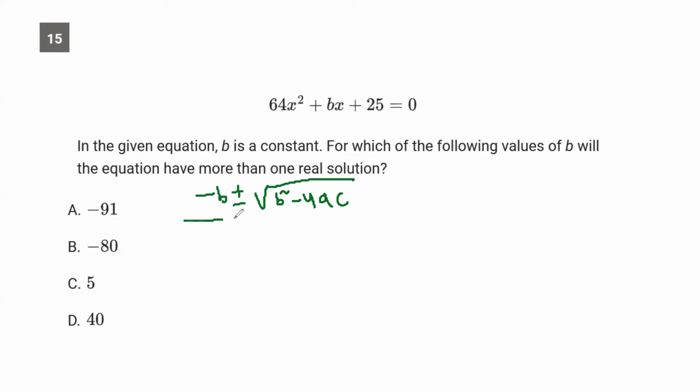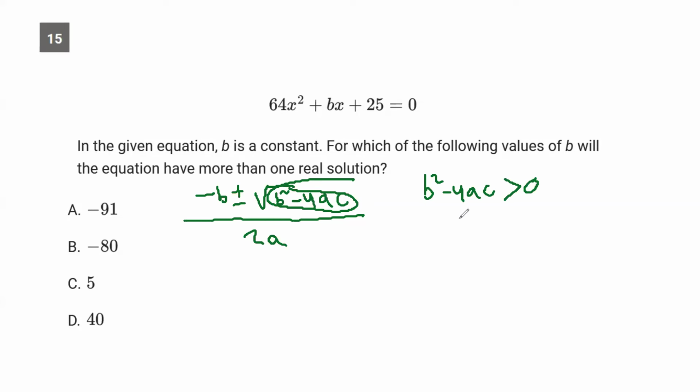So then you are going to put that all over 2a, right? And now with that, you don't actually need to focus on anything besides the discriminant, which is this part here. It needs to be positive to have real solutions. If it's 0, you have one solution. If it's negative, you have no solutions. So b squared minus 4ac has to be greater than 0.